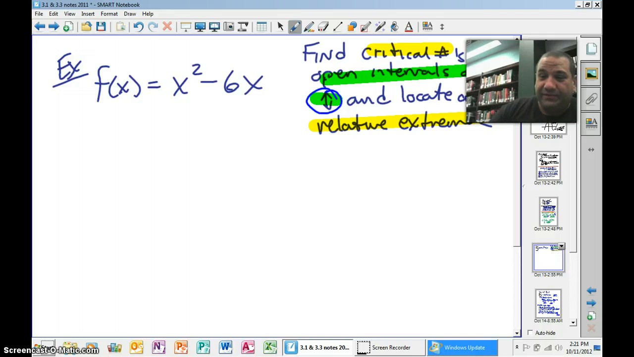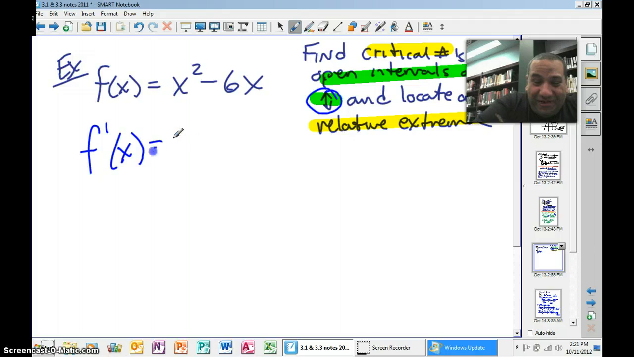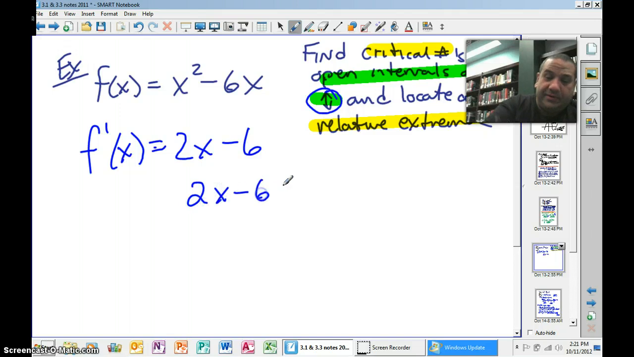It says, find the critical numbers, the open intervals of increasing and decreasing, and locate all relative extrema. First thing we do, take the derivative. You guys are derivative experts. You know this. There it is. Set it equal to 0.